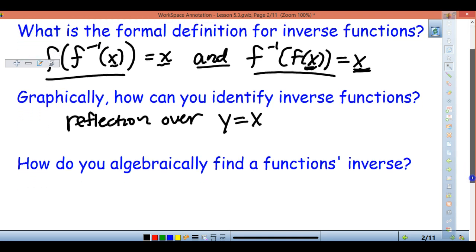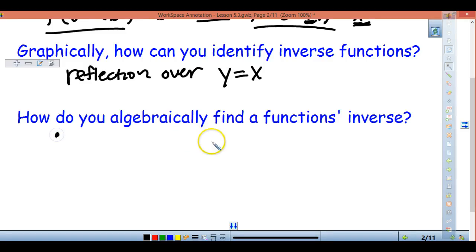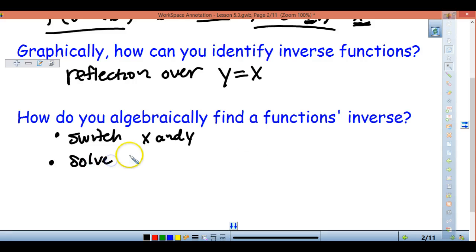If you're given an equation for a function and you want to be able to find its inverse, the algorithm that you learned for that back in Algebra 2 was that you first start by switching the input and the output, or switch the x and the y. Okay. We want a function or equation solved for the dependent variable. So once you've switched the x and the y, generally at that point you then solve for y equals.